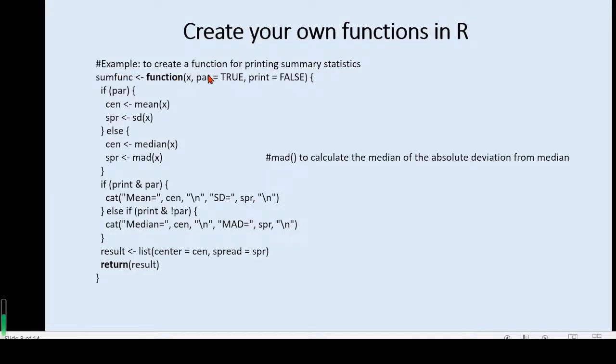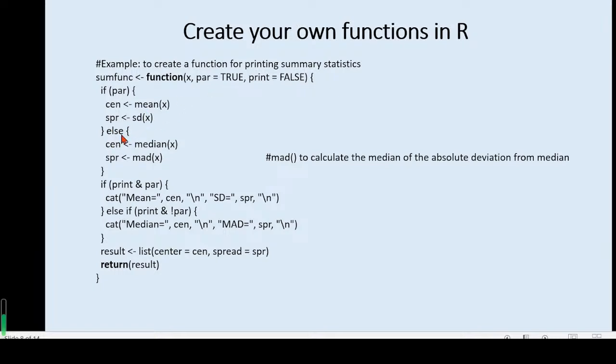So for example, we can create a function for printing summary statistics. So sum is a function we created, then use the function keyword, then in the arguments there is x, and we set two arguments with default values. One is par is true and print argument is false. So inside the function block we write if par, which means if par is true, then this block will be run. So the cen variable will be the mean of x, and spr will be the standard deviation of x.